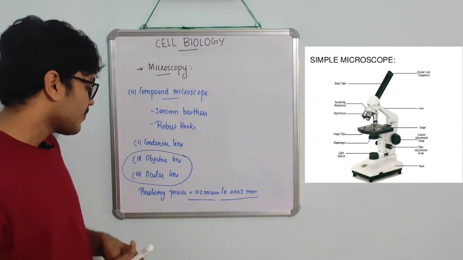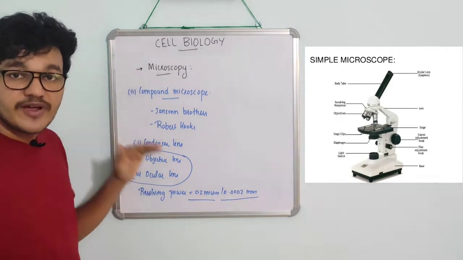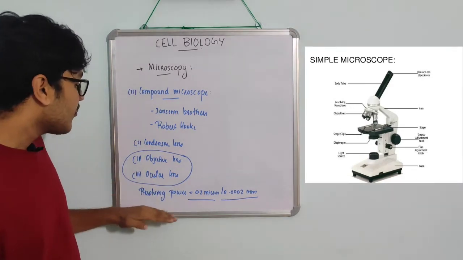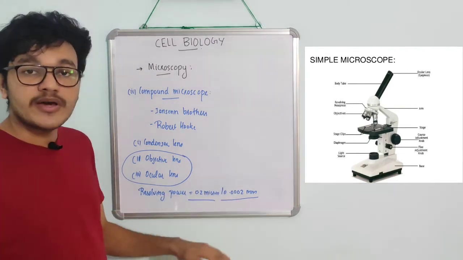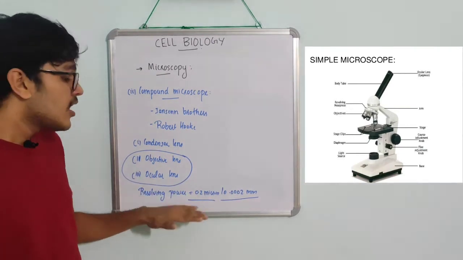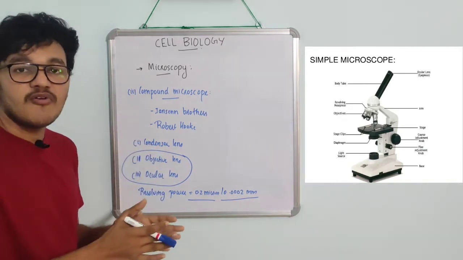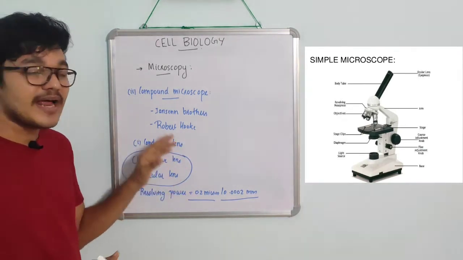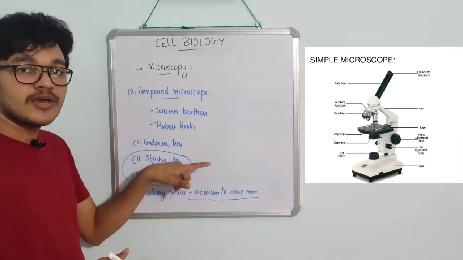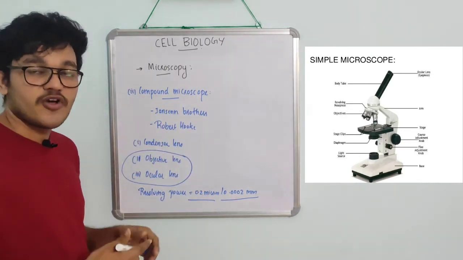Now the exam-related point, which is very important, is that the resolving power of a compound microscope is 0.2 micron. That is an important point. You should never forget that, so that should be noted down. The other structure of a compound microscope is not that important, but I have given the picture there. You can look into it and understand the basic structure of a compound microscope.